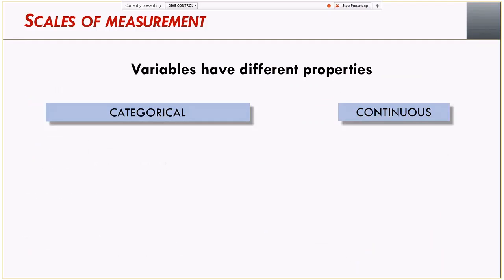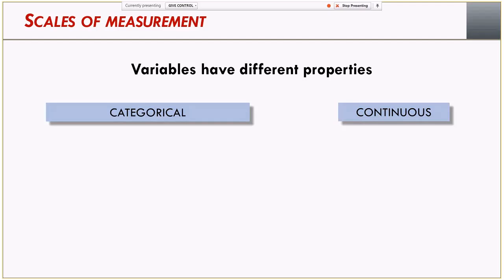It's also very important to understand that variables have different properties. They have different forms and very different levels of sophistication. There are several ways to think about these scales of measurement, or levels of sophistication, but one main distinction is the difference between categorical and continuous variables.